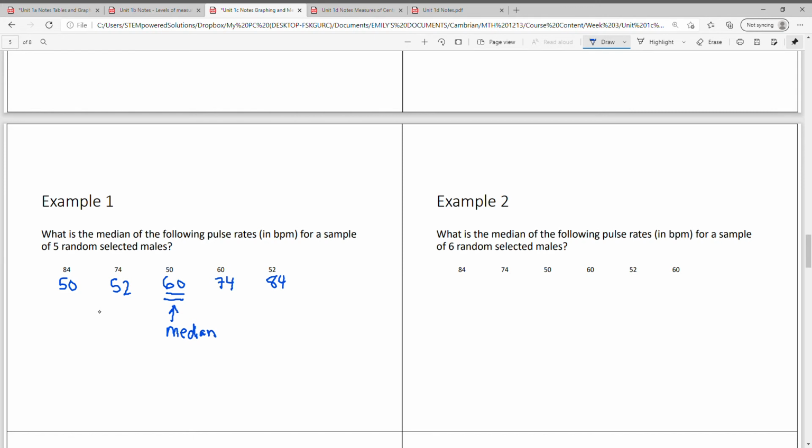Example 2. What is the median of the following pulse rates for a sample of 6? So now we're going to have to average the two most centered data points. So here we have 50, 52, 60, 60, 74, and 84. So the two most centered data points are 60 and 60, and the average of those two, or 60 plus 60 divided by 2, is equal to 60. Therefore, the median is equal to 60.